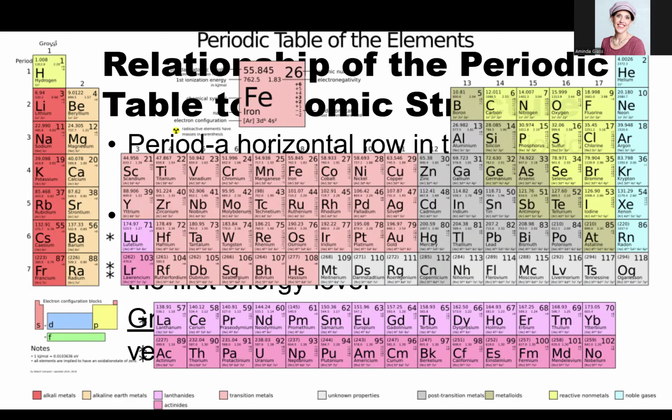So families tend to have similar properties. That's why groups, which are vertical columns, go up and down, and are called families. And then you have periods, which go across. Periods are rows.